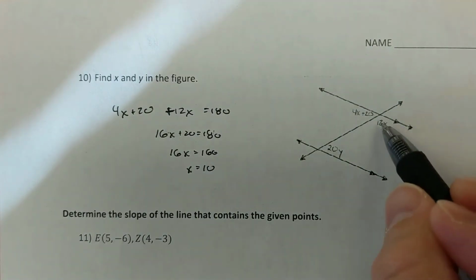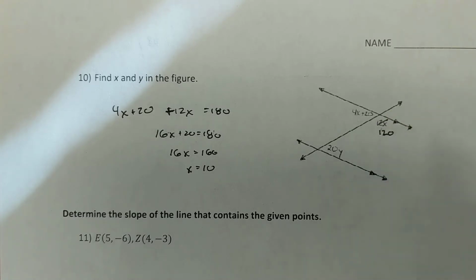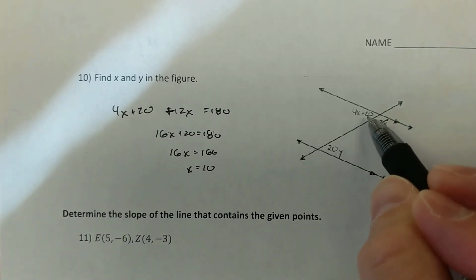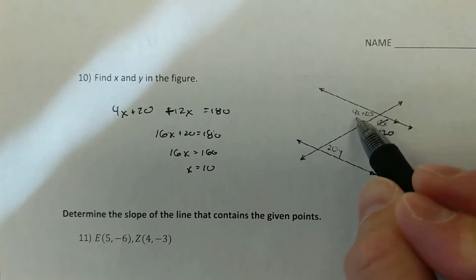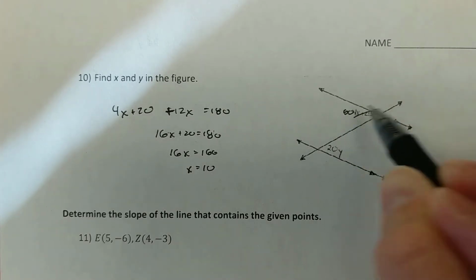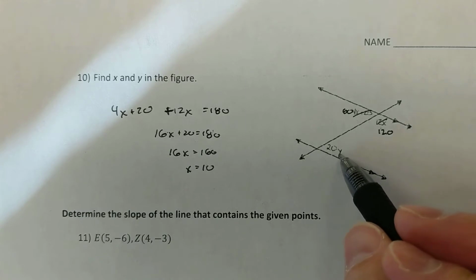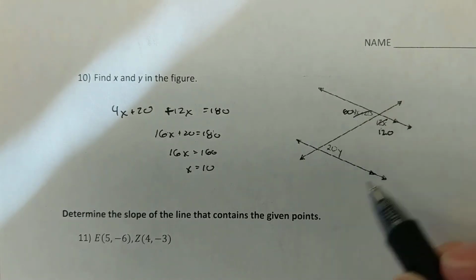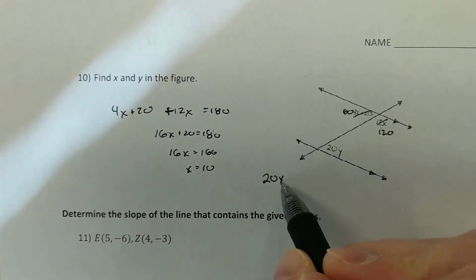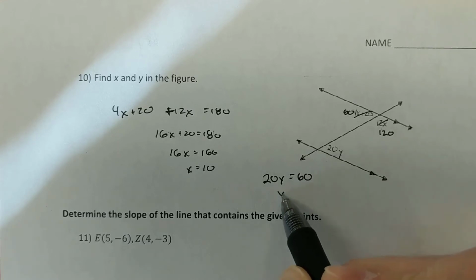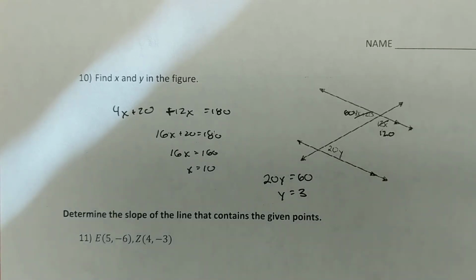Now if I know x is 10, I actually know the measures of these angles. That's 12x, so this angle is 120. 4 times 10 is 40 plus 20, so this angle is 60. So now that one's an acute angle, as is the 60, so 20y has to equal 60, which means y must be 3. Divide both sides by 20.